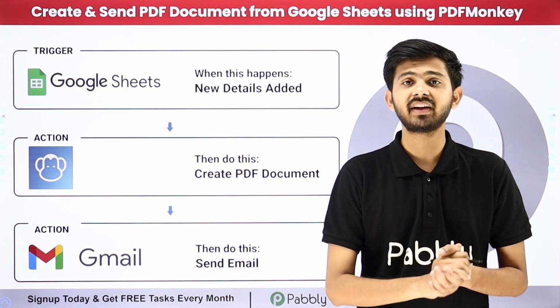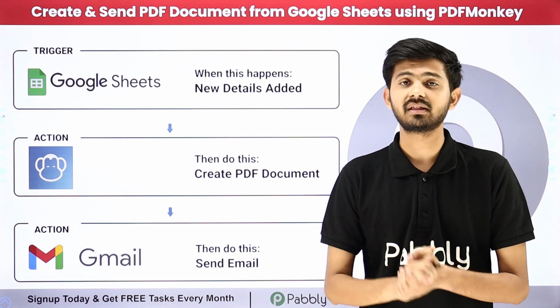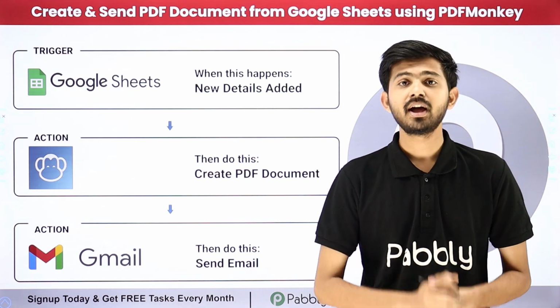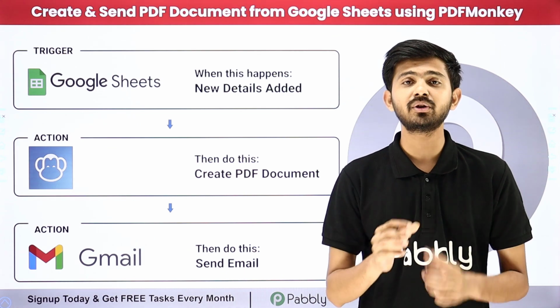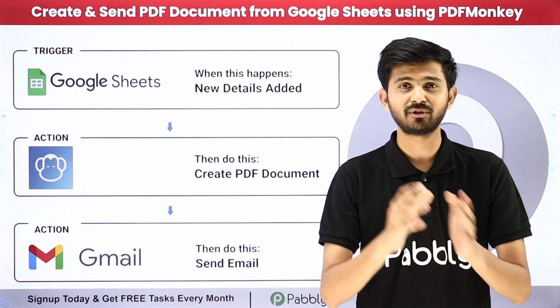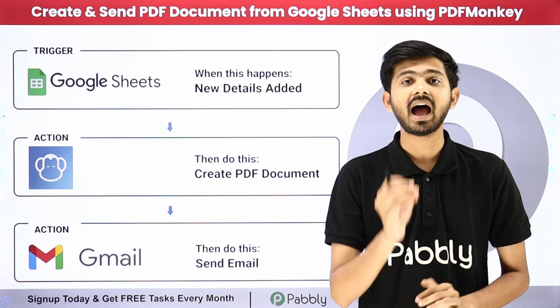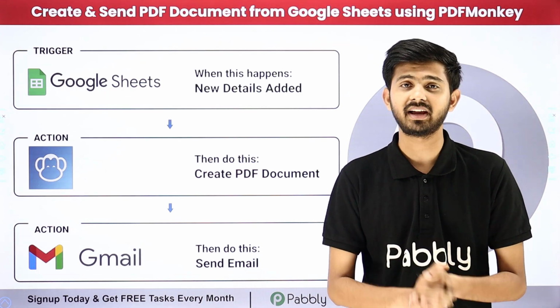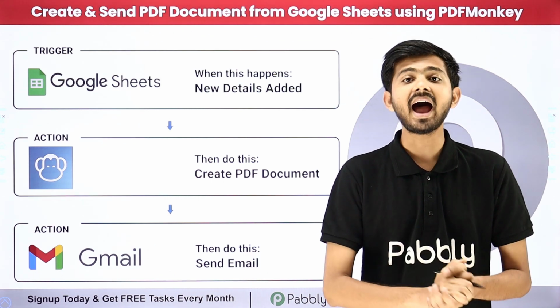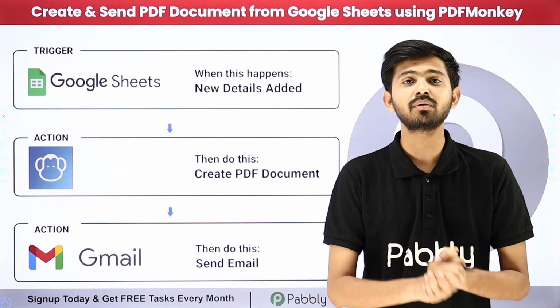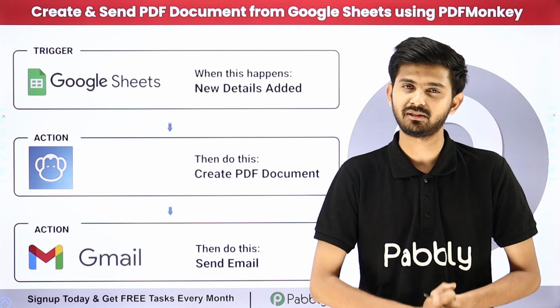Sheets using PDFMonkey. So here I am organizing a lot of webinars, and now what I want is to send the certificate of participation to all the participants who have attended my webinar. As I add all the details of my participants in my Google Sheet, I want to automatically use those details to generate a new certificate using PDFMonkey, and after creating that certificate, send it via email to my participant.